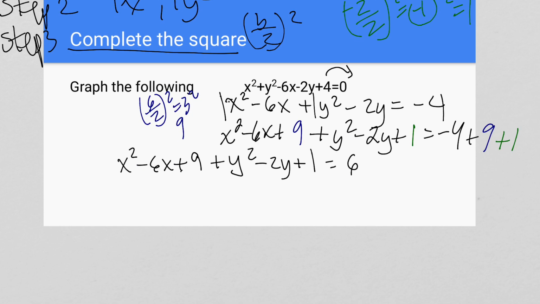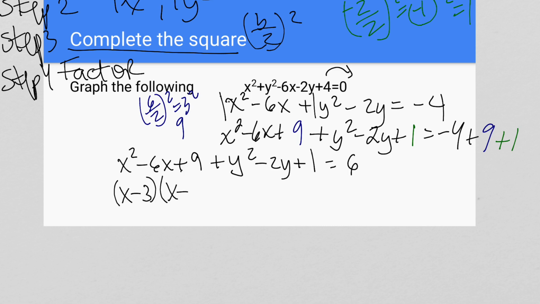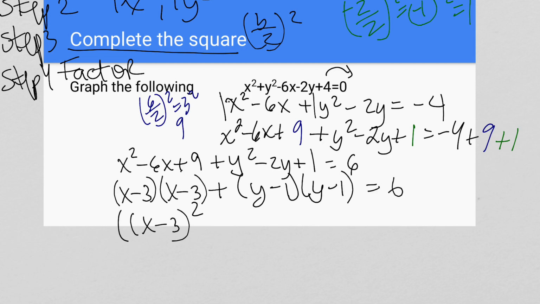Okay, now we're going to do step 4, which is to factor. Let's factor both of these trinomials because they're perfect squares now. x minus 3 becomes (x - 3)^2. And then this one here is y minus 1, which becomes (y - 1)^2 to equal 6. So here is my equation for this circle.